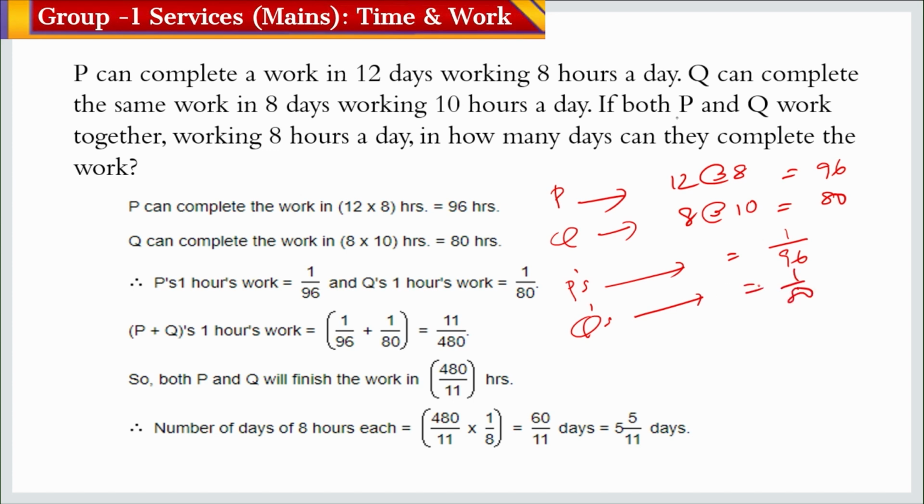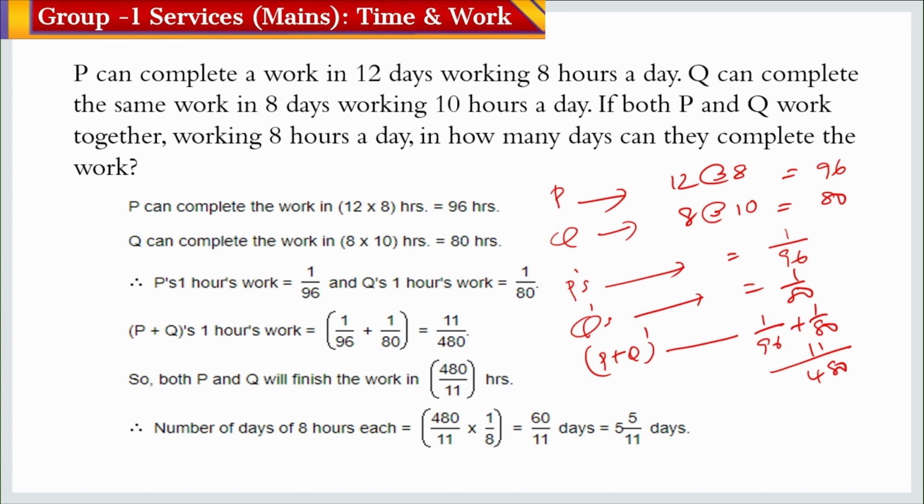If both P and Q work together for 8 hours, P plus Q's 1 hour work is 1/96 plus 1/80. So the LCM is 480, 96 is 5, 80 is 6.